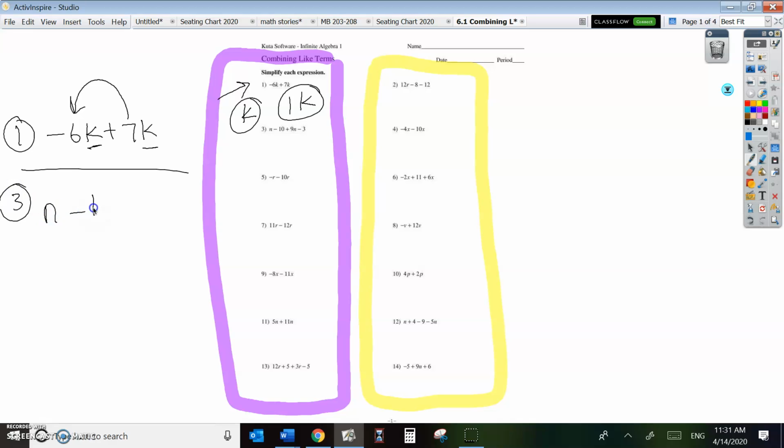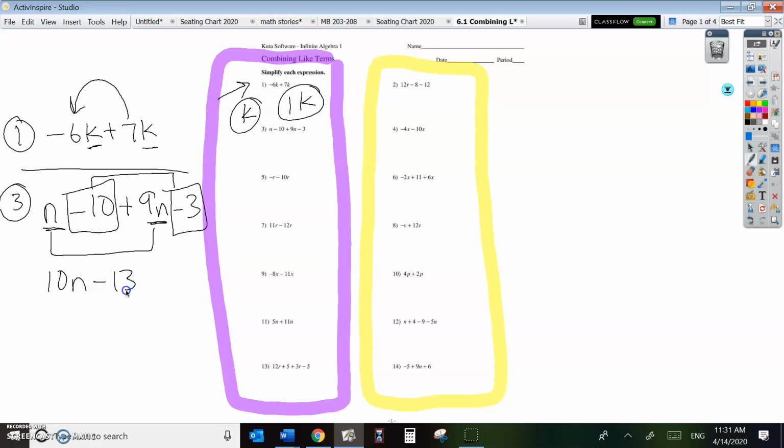N minus 10 plus 9n minus 3. Look, there's an n there and an n there. And there's a minus 3 here and a minus 10 there. So I'm going to put my n with my 9n and my negative 10 with my negative 3. 1n plus 9n is 10n. Negative 10 and negative 3 together is negative 13. So this one is 10n minus 13.